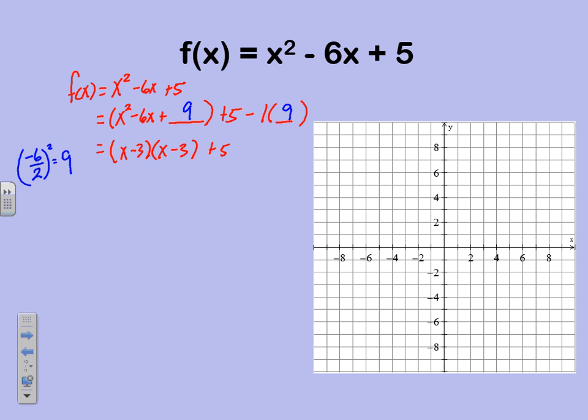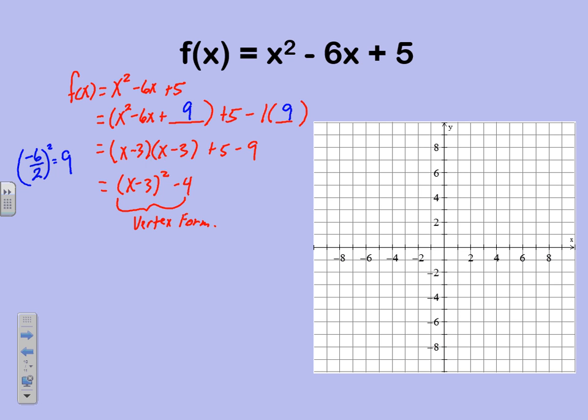And -1 times 9 is -9. So x minus 3 times x minus 3, again, is just x minus 3 squared. And 5 minus 9 is going to give you a -4. So here is our vertex form.